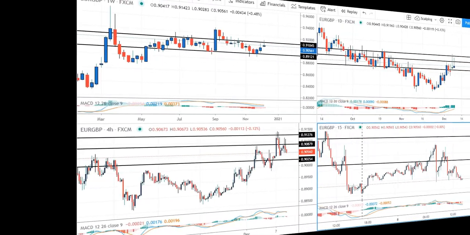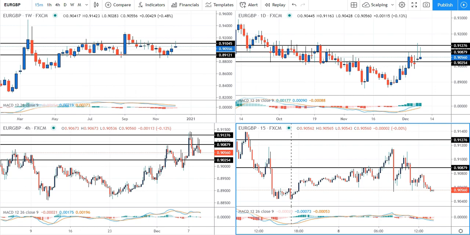Okay, let's go find some great levels. What we're looking for are levels that are great daily and 4-hour levels, and then we use a 15-minute chart to find patterns to get us into the trades. We have specific patterns for that.